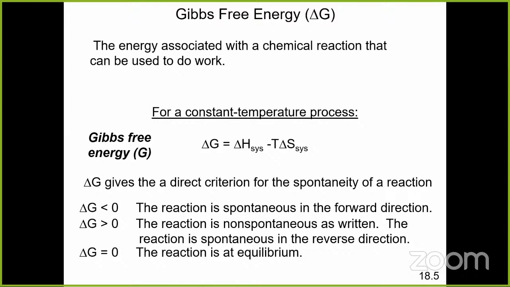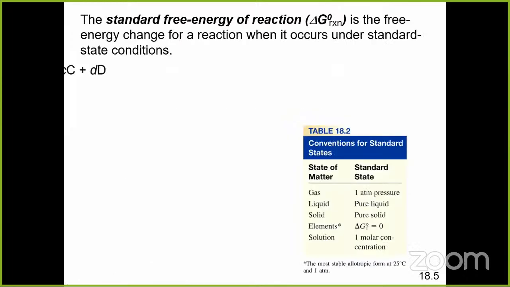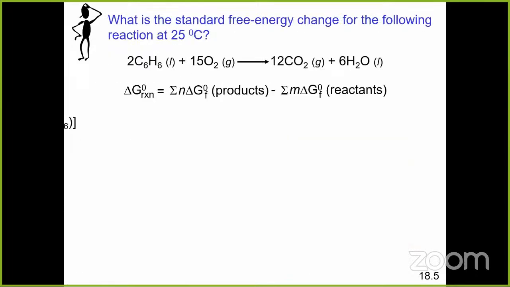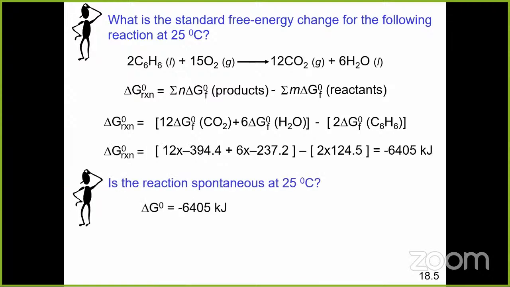But remember this here, right? If delta G is negative, the reaction is spontaneous. If delta G is positive, the reaction is non-spontaneous, but spontaneous in the reverse direction, right? So since the answer is negative for the example that we just looked at, we can say that the reaction is spontaneous. All right? Okay, let's see what's next.